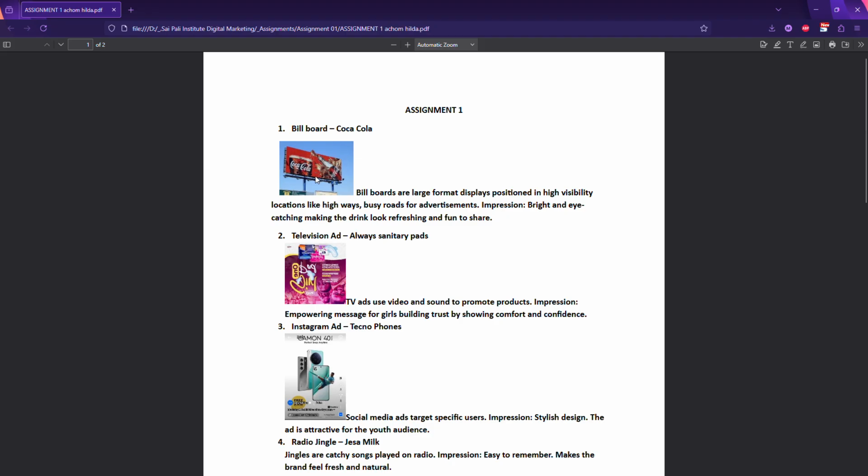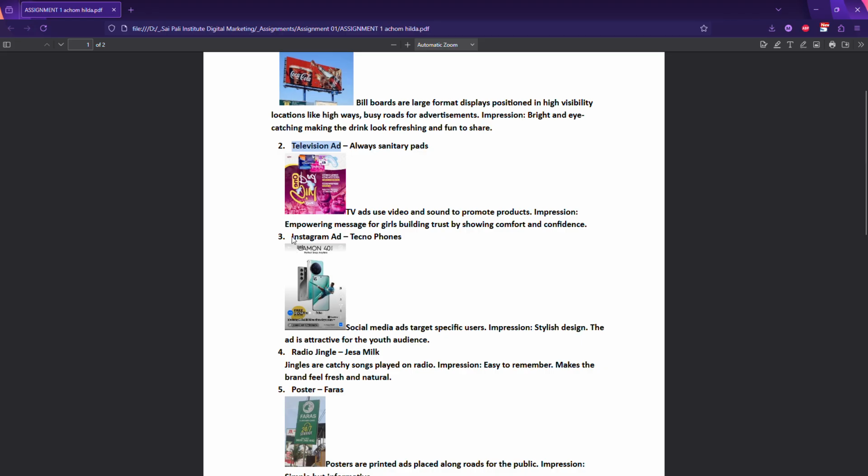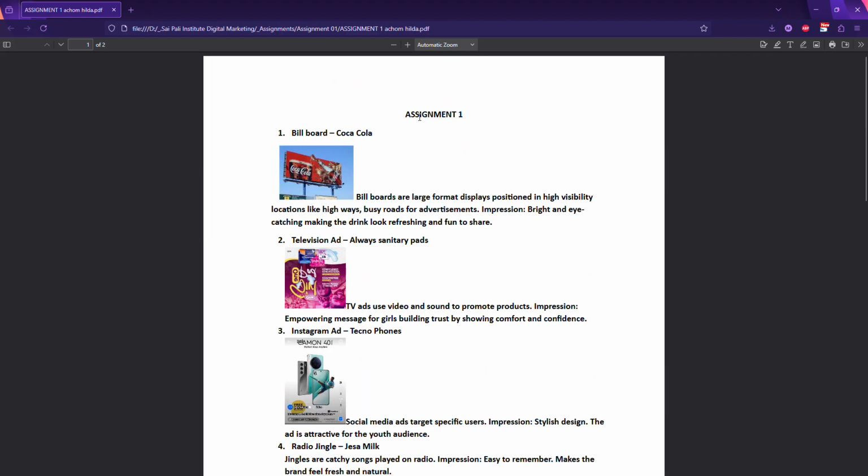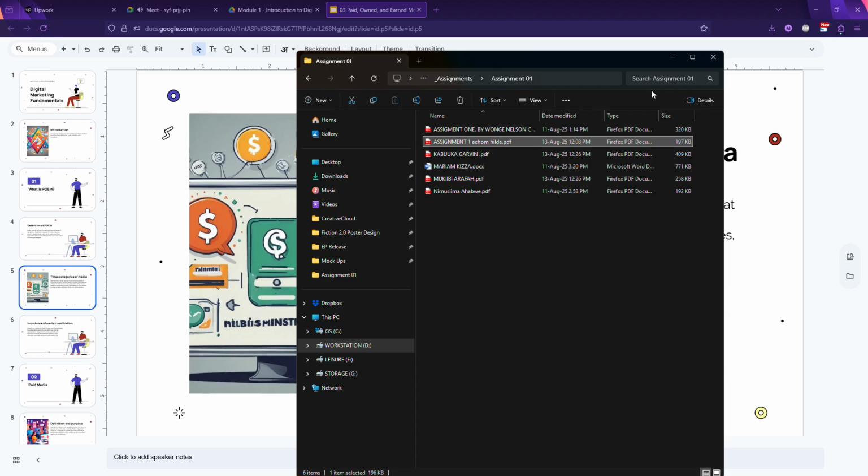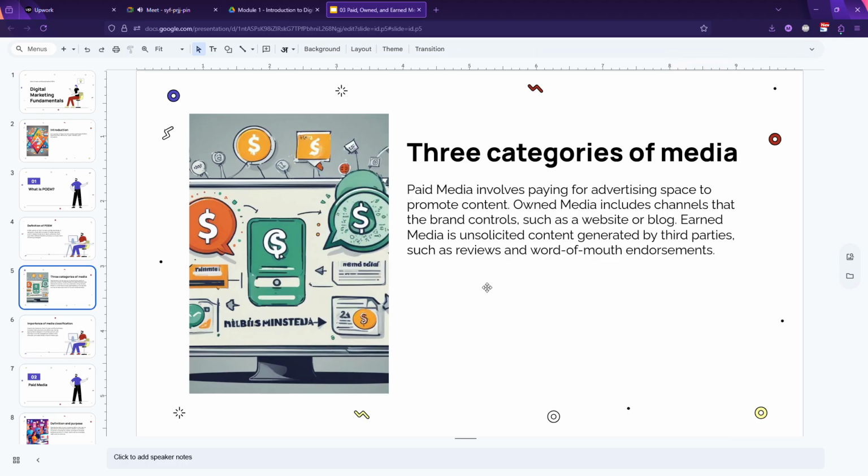So this billboard, it's a payment that they are doing. So this is a form of paid media. Television ad, this also is a form of paid media. Instagram ad, so sort of all advertisements, all advertisements are a form of paid media. So paid media involves paying for advertising space to promote content.